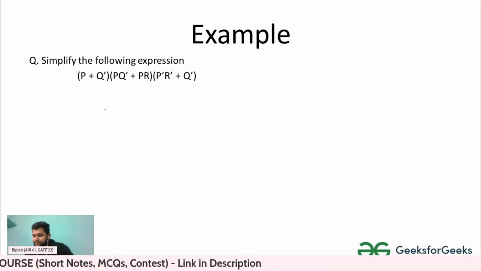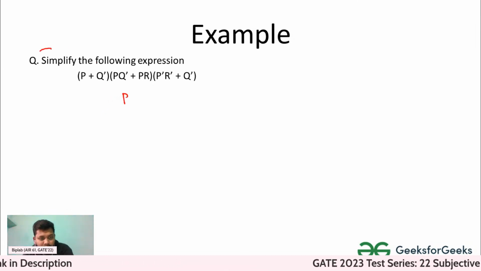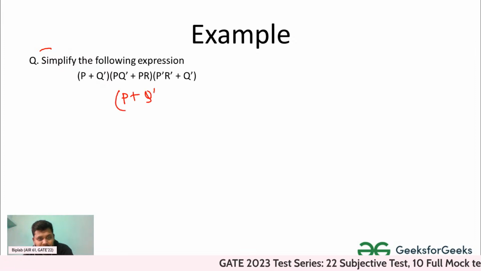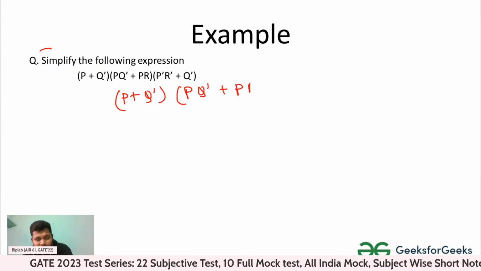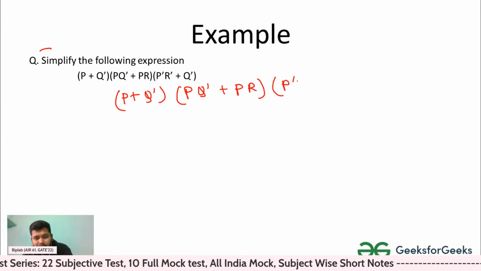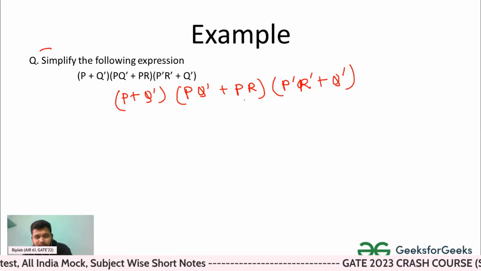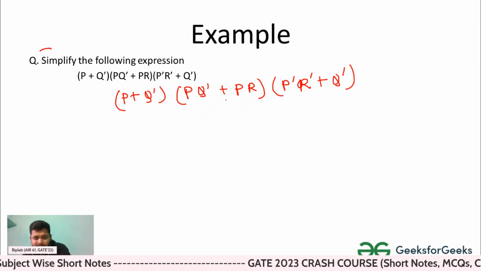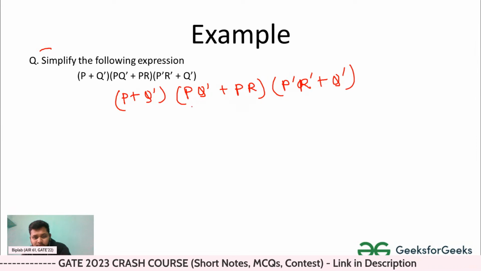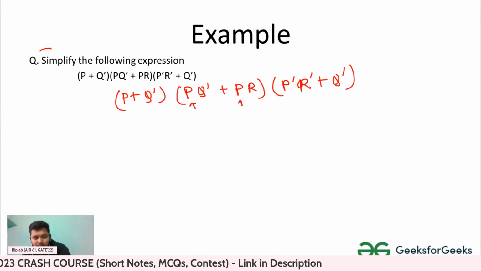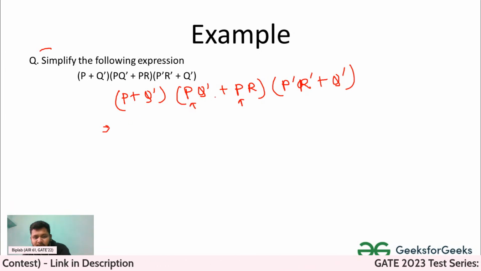Okay, so let's solve this. You have P plus Q bar, PQ bar plus PR, P bar R bar plus Q bar. Now don't just go for multiplying, because it will be a very big term. So look here, you can take P common from here.